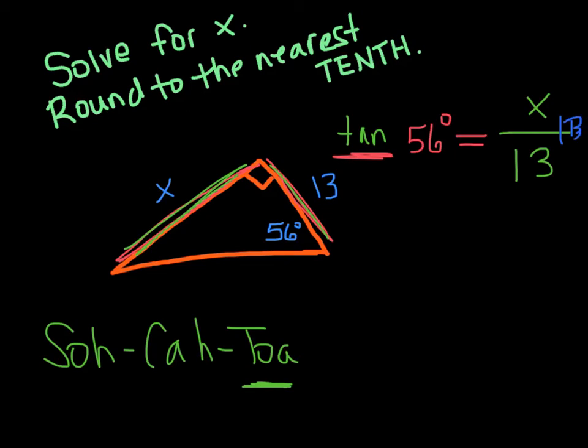Times 13, that's supposed to say, and times 13 over here. I'm actually going to bring that down where it says 13 tangent 56 degrees equals x, because the 13's cancel out. Now what you see here is what you will actually punch into your calculator.